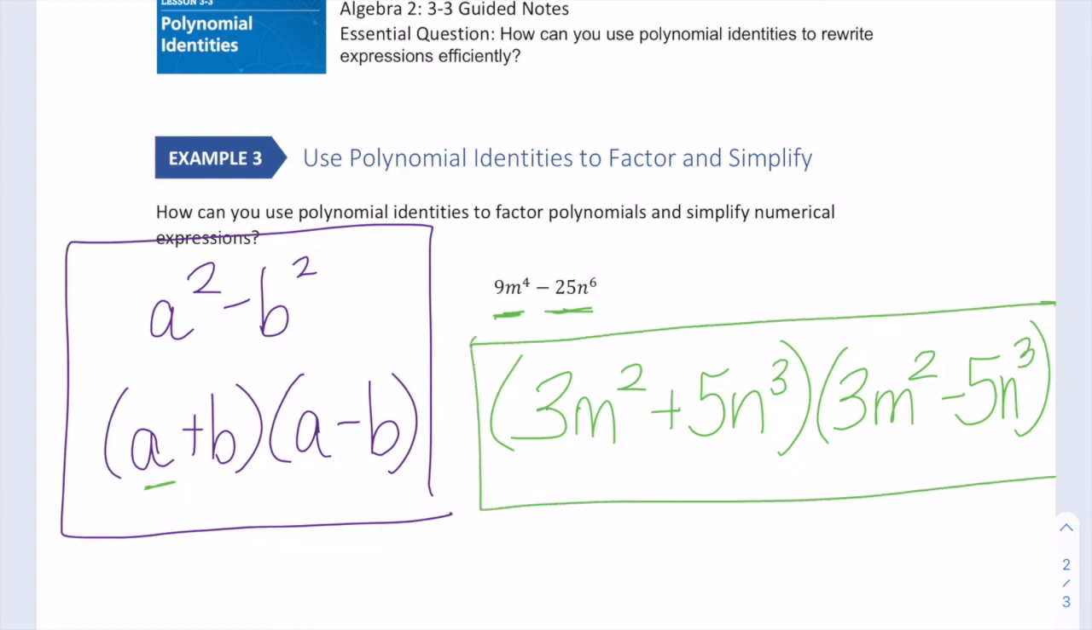And what we could do is always simplify it and multiply it back out. And if you multiply, you'll say 3m squared plus 3 times 3m squared gets you back to 9m to the fourth. 5n to the sixth times negative 5n to the cubed would be 25n to the sixth. So you do get back to the original expression by simplifying.